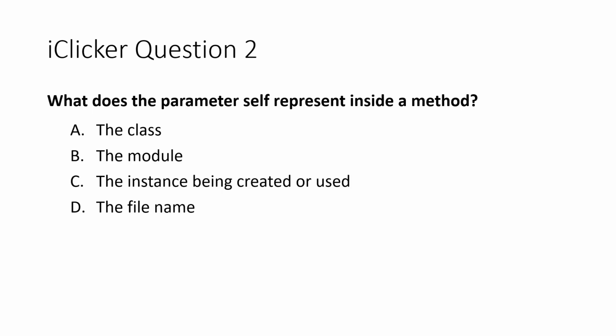Okay, so let's see the results. 88% chose option C, which is the correct option, and only 12% selected A. So this is option C, the instance being created. The question asks what does self represent, right? As I mentioned, self is just the new object that you want to work on. This is your current object.